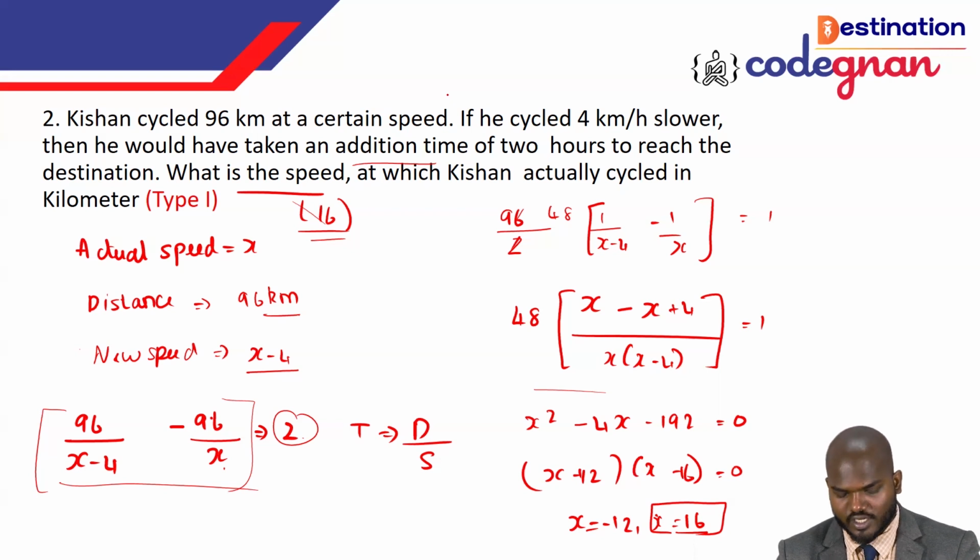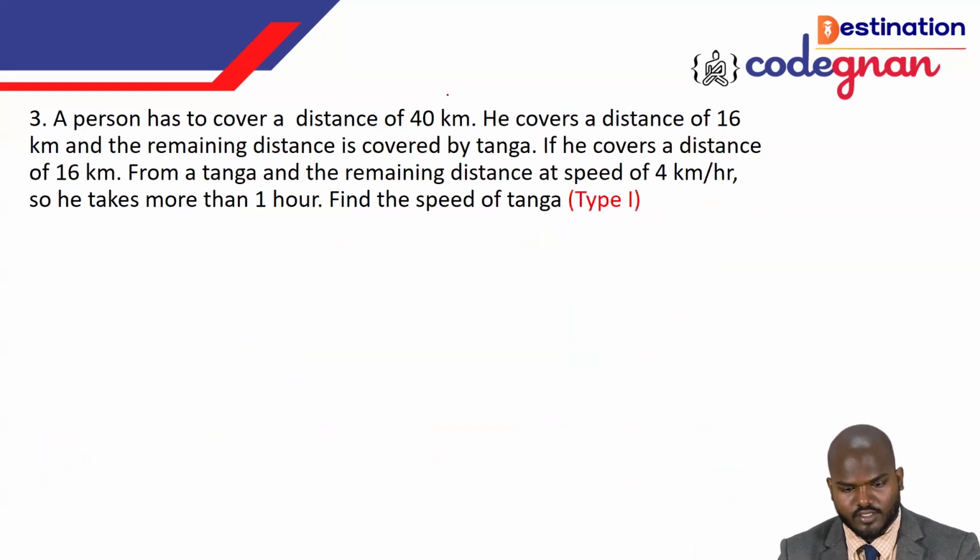Okay, so going for the next question, guys, you see this one. A person has to cover a certain distance of 40 kilometer. He covers the distance of 16 kilometer, and the remaining distance is covered by Tanga. So if he covered 16 kilometer from a Tanga, and the remaining distance at a speed of 4 kilometer per hour, he took 1 hour more. Find the speed of the Tanga. Everyone will get confused. What does Tanga mean? Tanga means you can call it the name of the person.